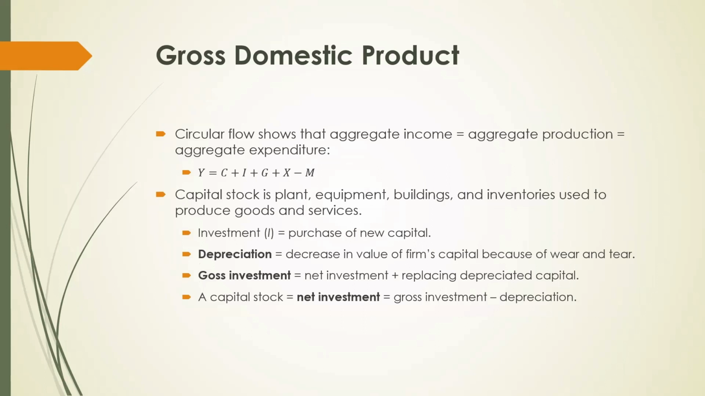Capital stock is plant, equipment, buildings, and inventories used to produce goods and services. So that would be part of I. Investment is purchase of new capital. Depreciation is the decrease in value of a firm's capital because of wear and tear. Gross investment equals net investment plus replacing depreciated capital. And the change in capital stock is equal to net investment, which is gross investment minus depreciation.